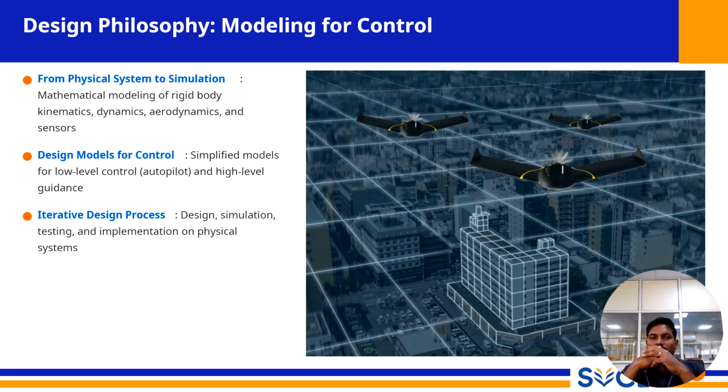The data from these real-world tests is invaluable. It often reveals shortcomings in our model, which we then use to go back to the design phase and improve them. This continuous loop of design, simulation, testing, and implementation is fundamental to developing the robust and sophisticated autonomous systems of the future.